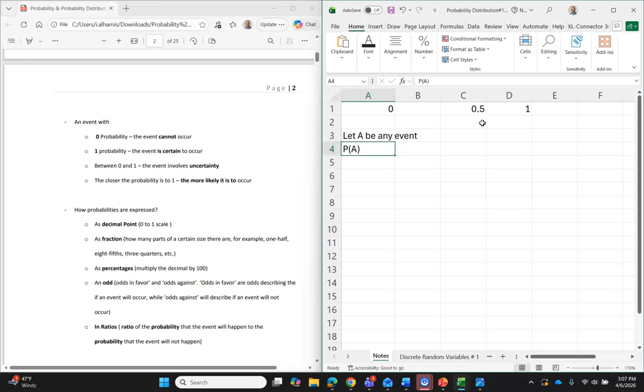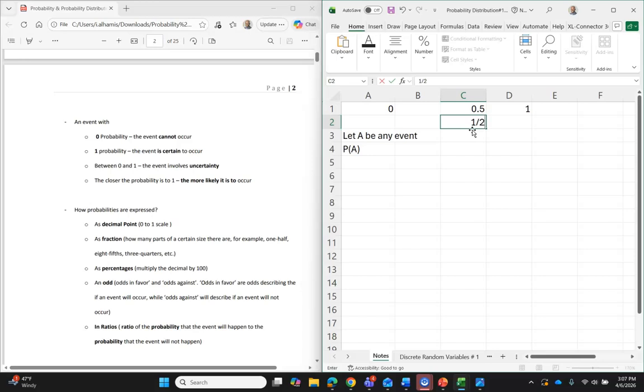And in this case, we look at how many parts of a certain size there are. For example, 1/2, 3/4. So like this one here, we can say 1/2, and in this case, it is actually 0.5. And so it can be expressed in terms of fraction.